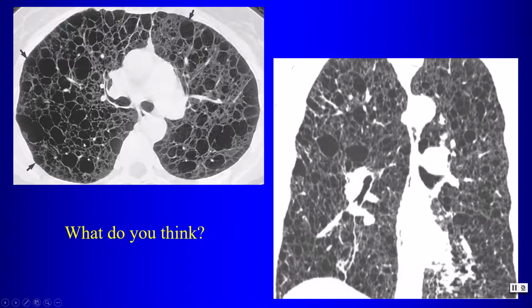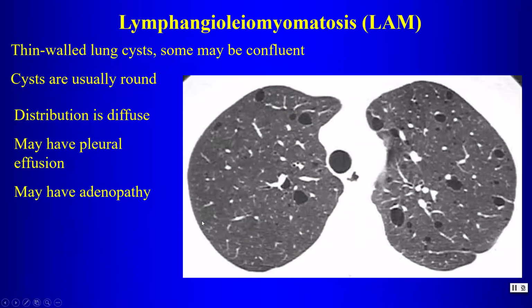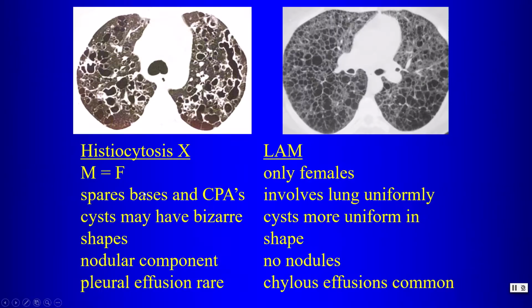Here we have diffuse cystic lung disease, and the cysts are somewhat more uniform in size. So this is the appearance of lymphangioleiomyomatosis. This is seen, of course, in females of childbearing age. More diffuse lung disease here. Usually we do not see nodules associated with this. You may have chylous pleural effusions. You may have lymphadenopathy. So to differentiate LCH from LAM: LAM is only in females and involves the lung uniformly. The cysts are more uniform in shape, no nodules, and you might have chylous pleural effusions.